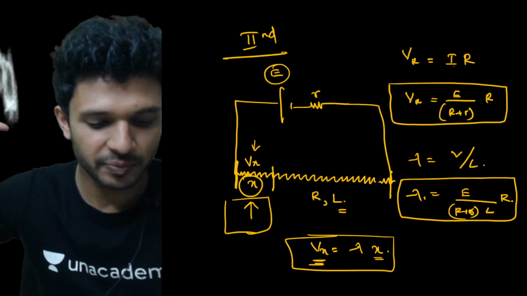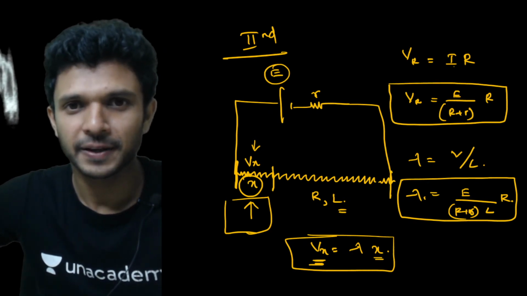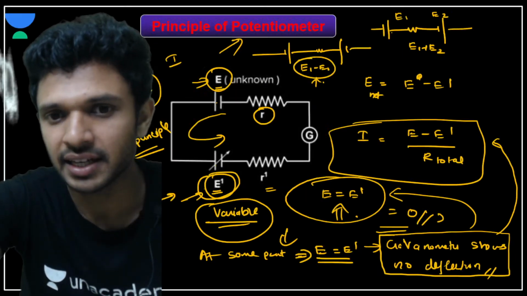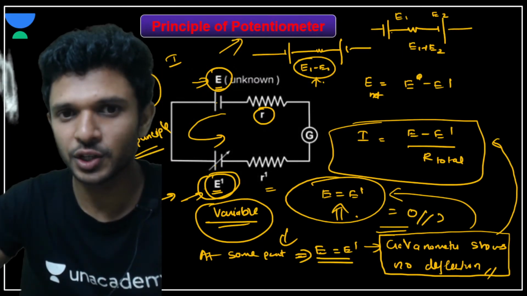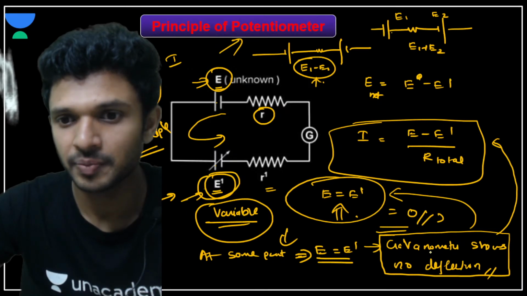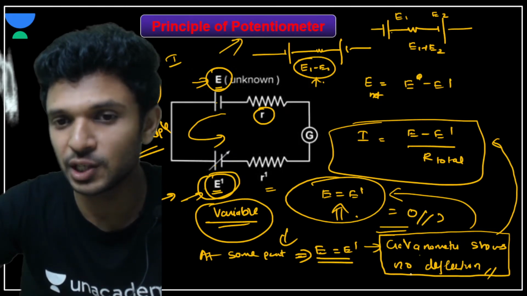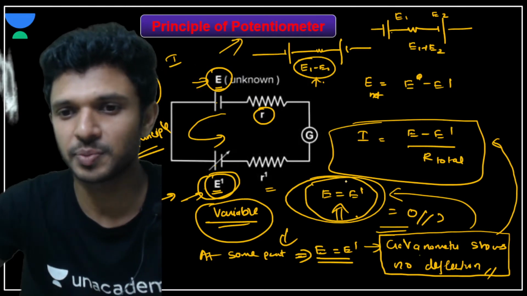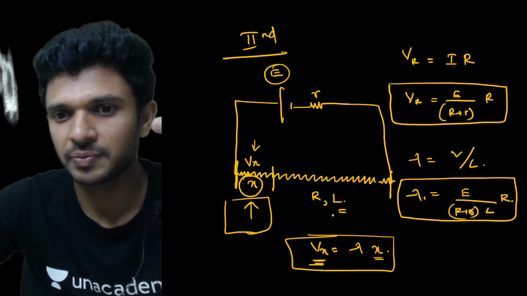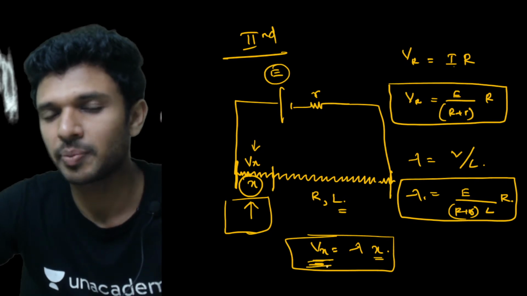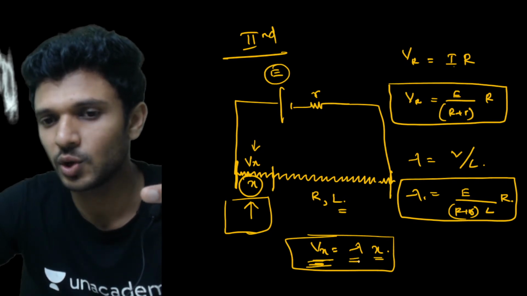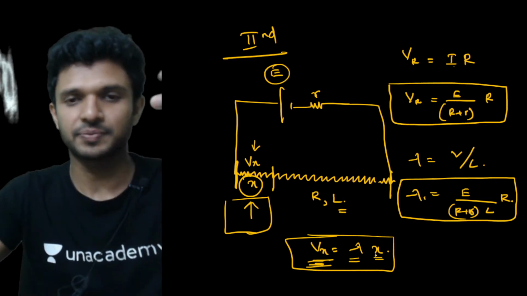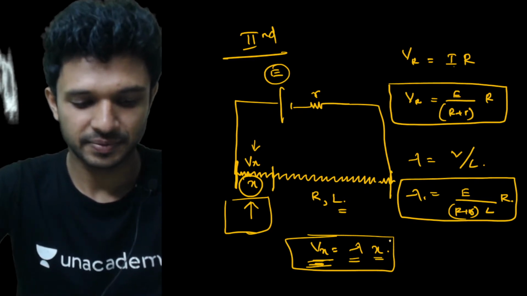Now shall we combine these two laws and learn the working of a potentiometer? Shall we combine the first law once again, going through the first principle of potentiometer: when galvanometer shows zero deflection, the EMF will be equal. First principle. Second principle is the voltage dropped across a length of X is equal to voltage per unit length lambda into X.